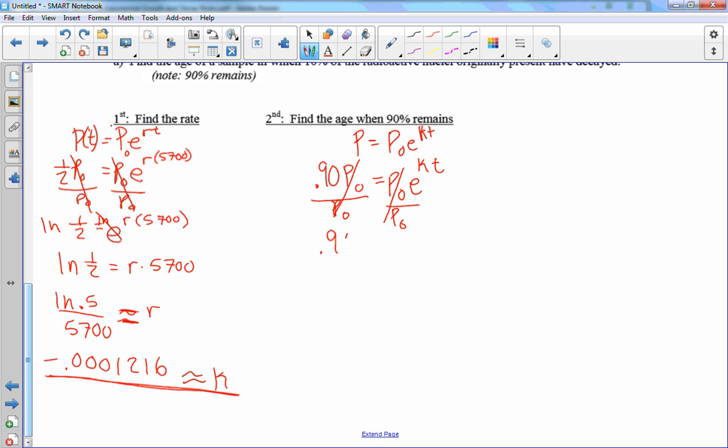So don't forget that there are two unknown variables. E to the K, we know K, we don't know T. Natural log both sides, so we get natural log 0.90 equals KT, divided by K. It's programmed into our calculators. So what's the time if we have that programmed in?